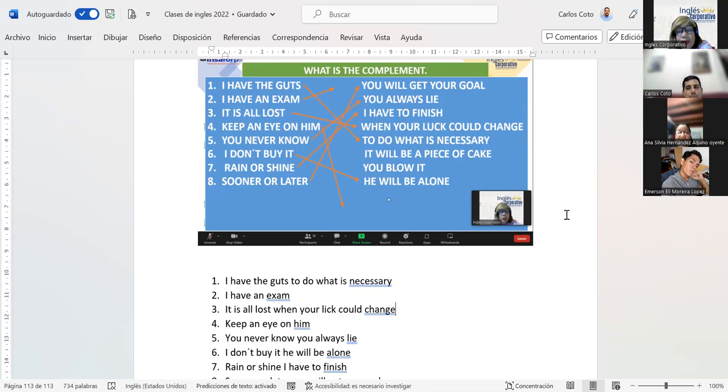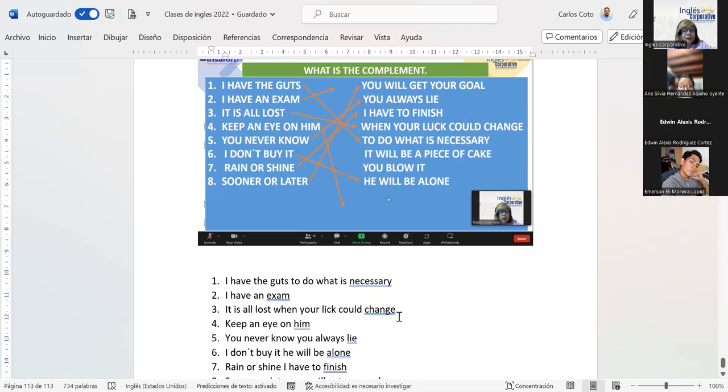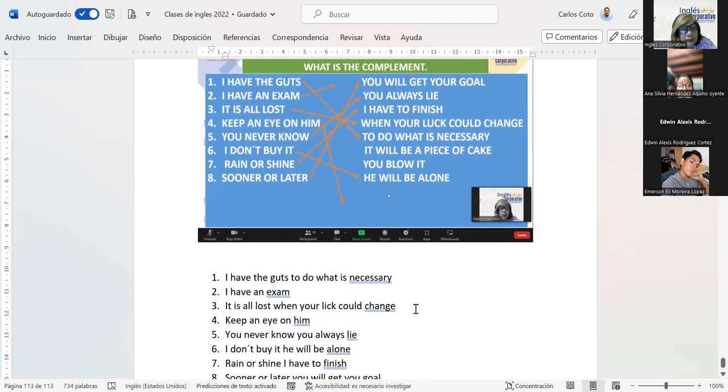Acuérdense que en cada una tiene que quedar un idiom. Yo veo que en la 3 no hay ninguno. Sí, la 3 ni la 2. Están algo raras esas frases. Por eso las hice, para hacerlos que pensaran. Ok. Lo tienen que lograr.